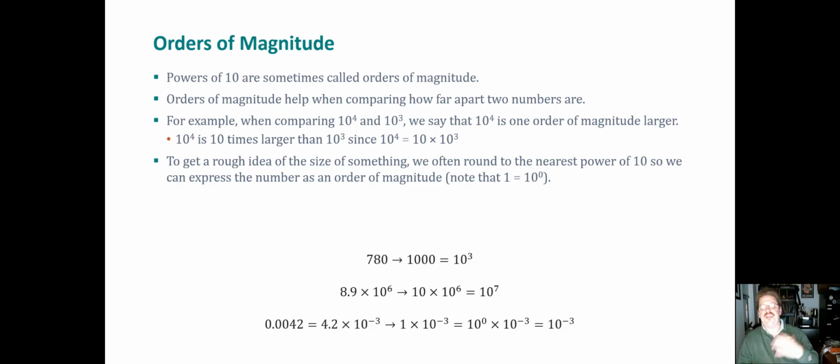To get an idea of what order of magnitude a number happens to be, you just round off the coefficient, either up to 10 or down to 1, and the exponent then gives you your order of magnitude. So 780, you round it up to 1,000, that's 10 to the 3rd. It's basically 3 orders of magnitude. 8.9 times 10 to the 6th becomes 10 times 10 to the 6th, or 10 to the 7th. Again, 7 orders of magnitude, or 4 orders of magnitude larger than the previous example, and so forth.